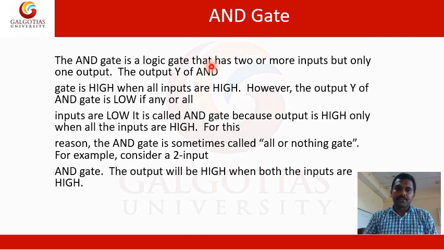Now the AND gate. The AND gate is a logic gate that has two or more inputs but only one output. The output of the AND gate is high only when all inputs are high. If any of the inputs is 0, then the output will always be 0, that is low.